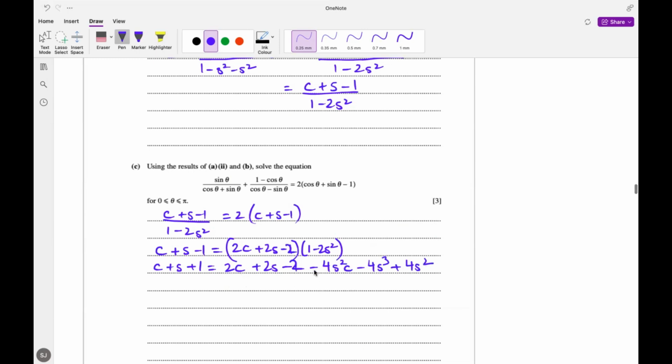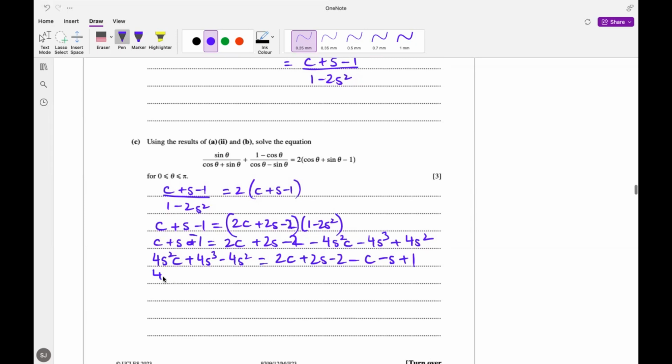Now to simplify this, we'll bring the cos plus sine plus 1 on the right hand side. And the negative terms, minus 4 sine squared cos, minus 4 sine cubed and 4 sine squared, on the left hand side. So we'll write it as 4 sine squared cos plus 4 sine cubed minus 4 sine squared equals 2 cos plus 2 sine minus 2, and this will become a minus. So this was a minus, so this will become a minus cos minus sine plus 1. Now taking 4 sine squared common over here, we'll get, so this will become a cos plus sine minus 1.